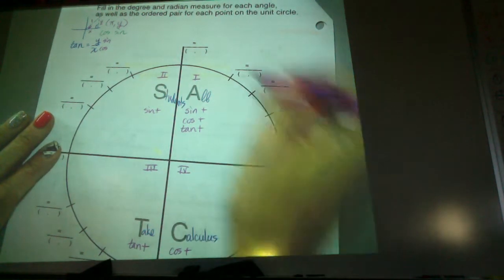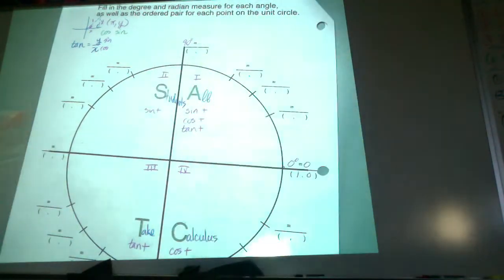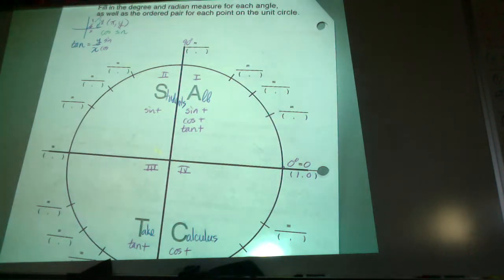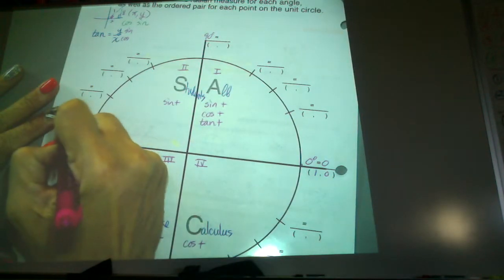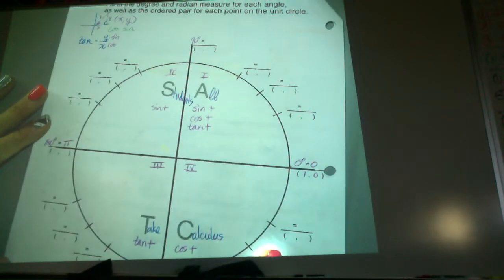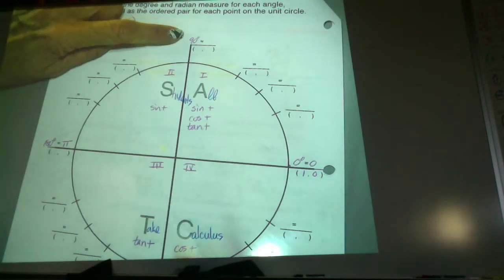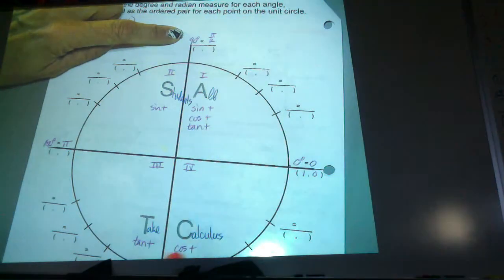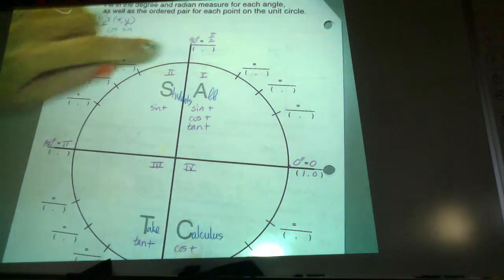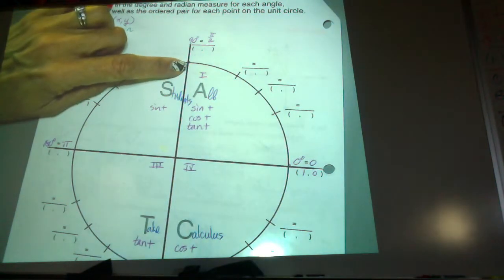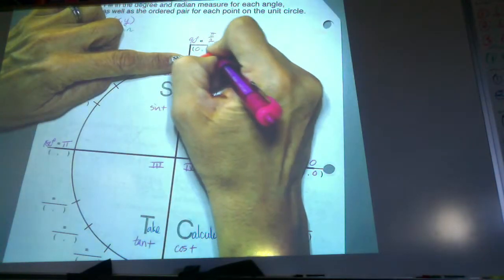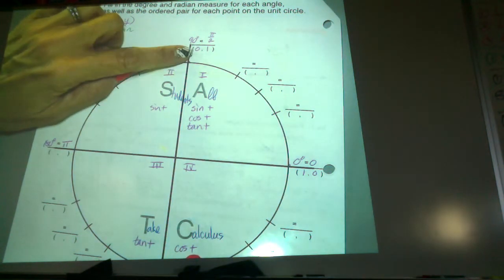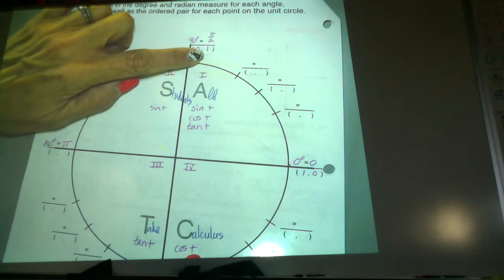Then I'm going to travel up here to 90 degrees. What's the radian measure at 90 degrees? Well, if this is 180 degrees here, and 180 degrees is equal to pi, because we've used that a lot, isn't this halfway there? So it's pi over 2. What is the ordered pair for that point right here, if the radius is 1? 0, 1. So the cosine at 90 degrees is 0. The sine at 90 degrees is 1.